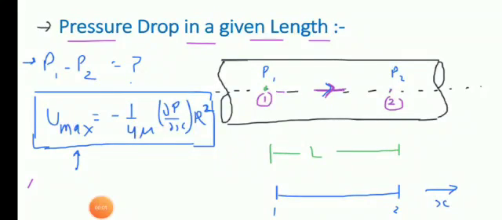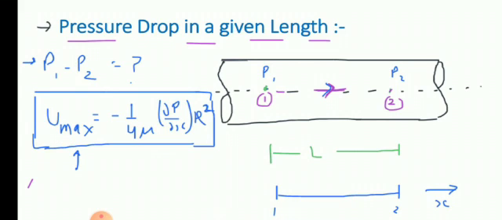Hello friends. In this video we'll discuss pressure drop in a given length. I have taken one pipe, and you can see two different points taken on the same streamline. P1 and P2 are the pressures at those points, right?